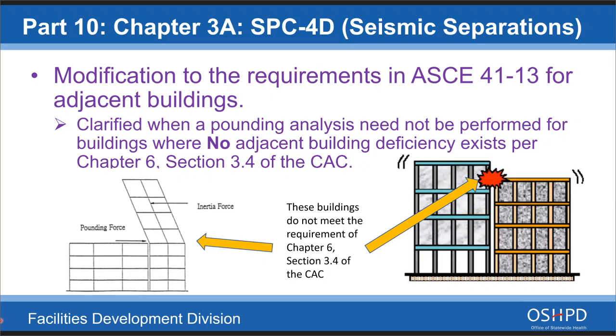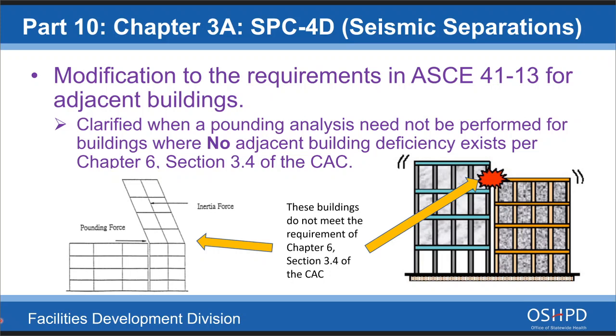Now, for example, you have buildings where the floors do not line up, right? The figure on the right-hand side will show you where your floors do not line up, or you have buildings that are of different heights. You could have pounding impacting the building and causing the upper building to collapse on the lower building. So when you have those conditions, then you need to do a pounding evaluation, or you need to increase your building separation. So those are what you have to do.